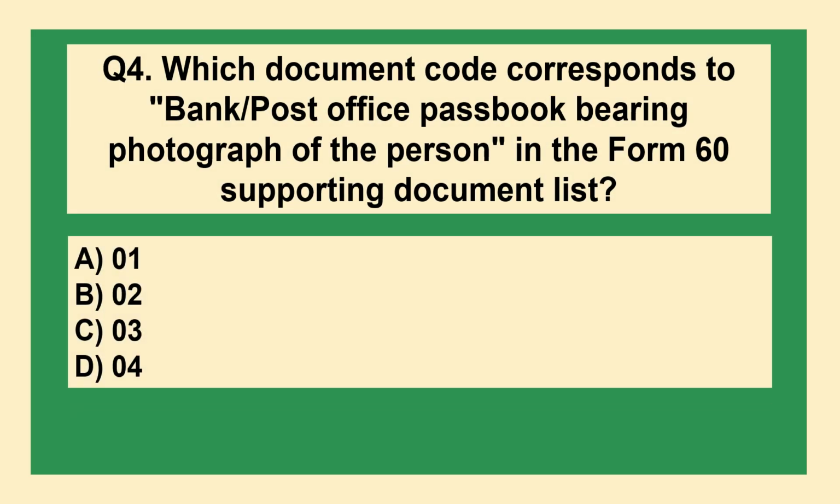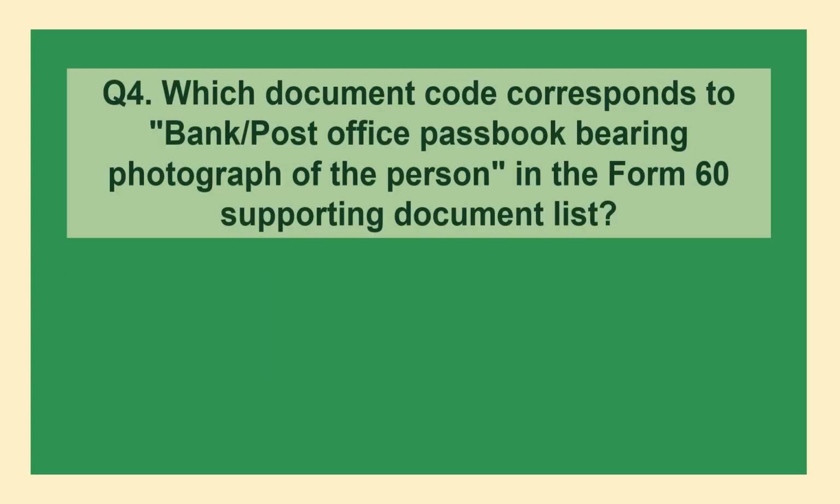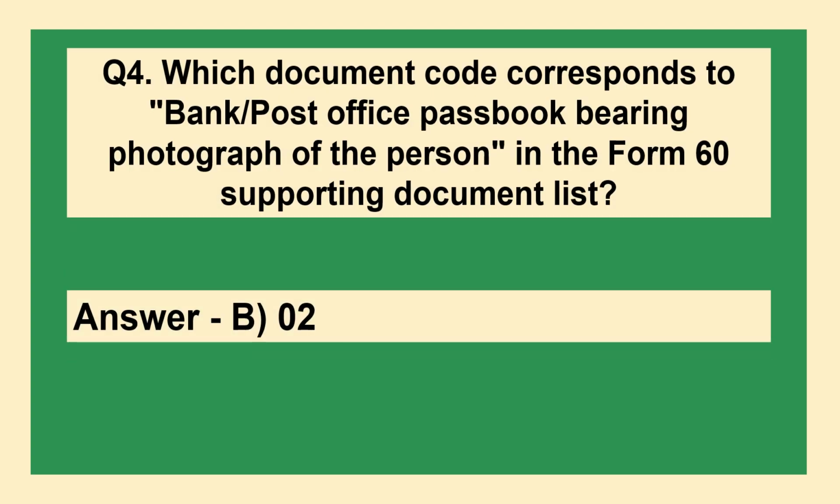Question: Which document code corresponds to bank or post office passbook bearing photograph of the person in the Form 60 supporting document list? Option A 01, option B 02, option C 03, option D 04. Correct answer is option B 02.